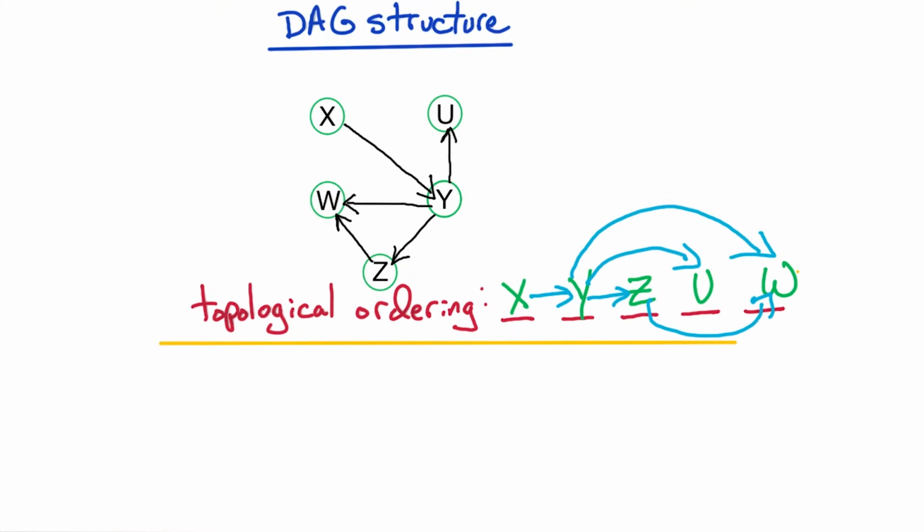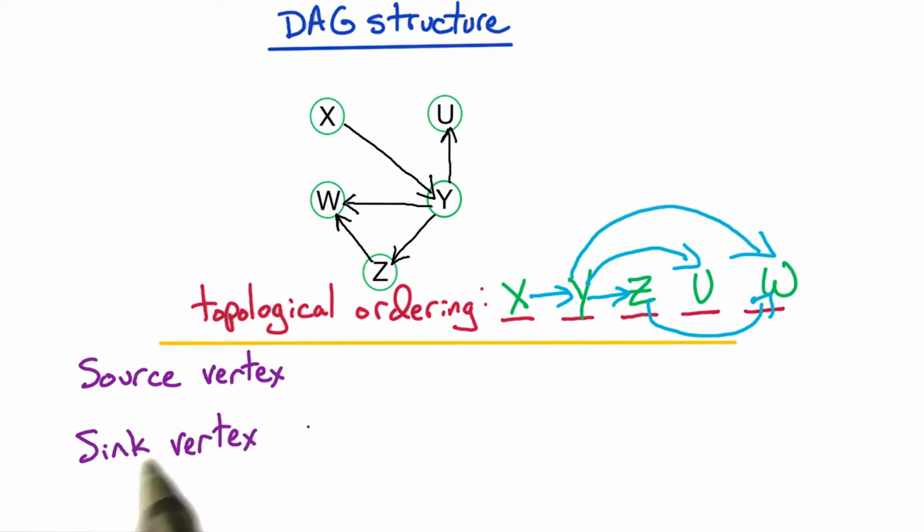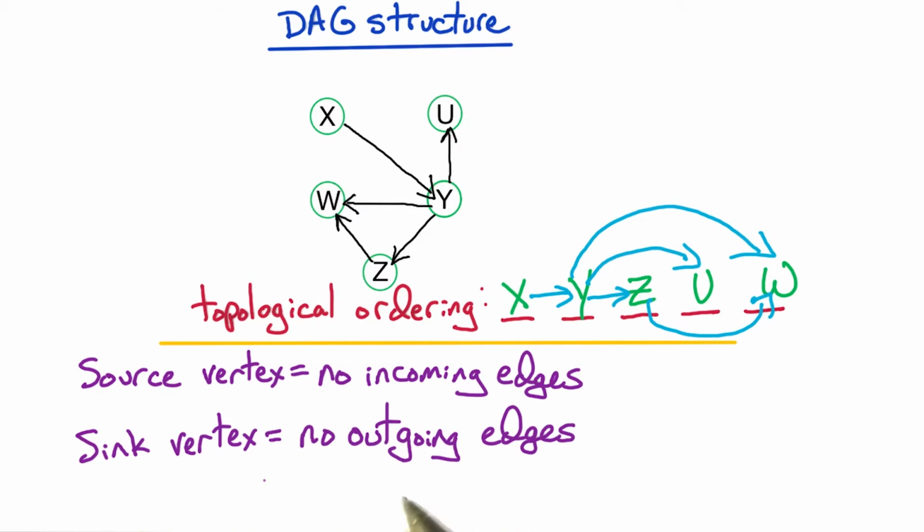Now let's take a look at some properties of a DAG that we can derive from this topological ordering. There are two types of vertices we want to distinguish: source vertices and sink vertices. A source vertex has no incoming edges, so everything goes out of a source. For a sink vertex, it's the opposite. Nothing comes out of a sink. Things only come into a sink.